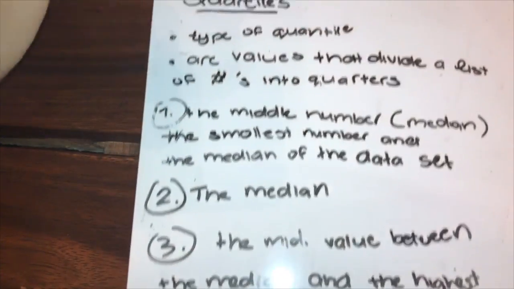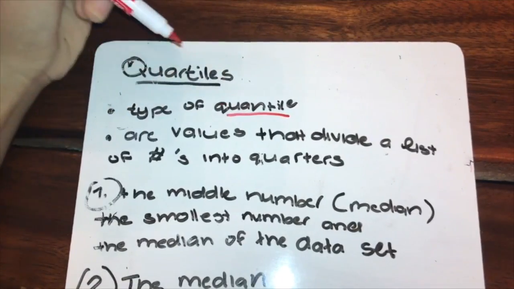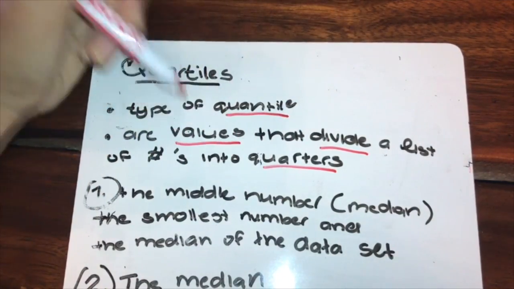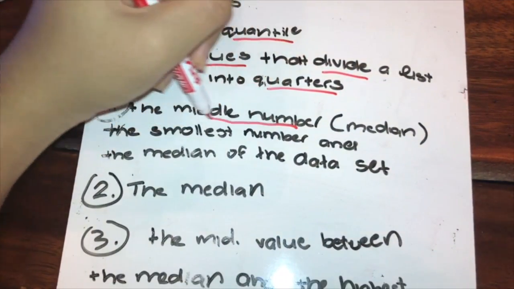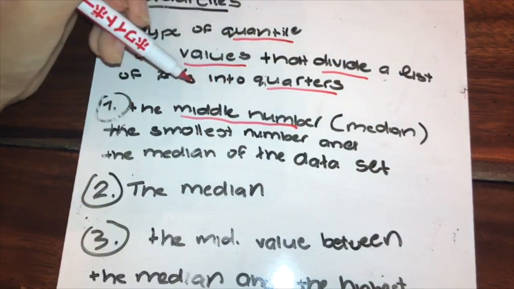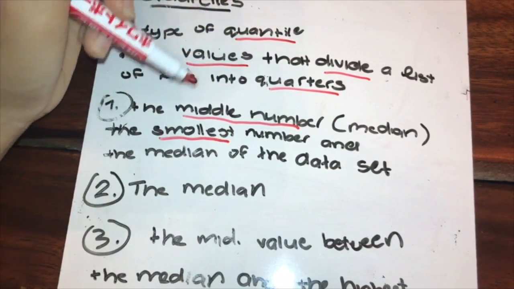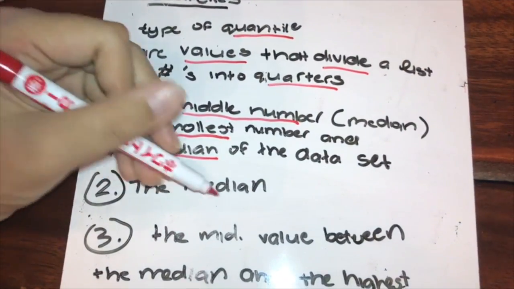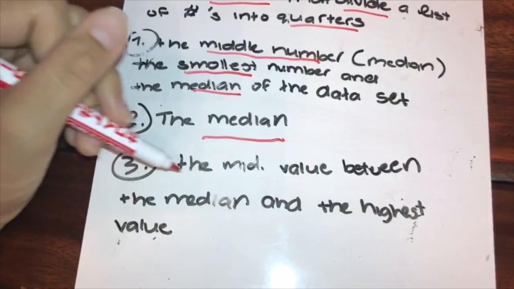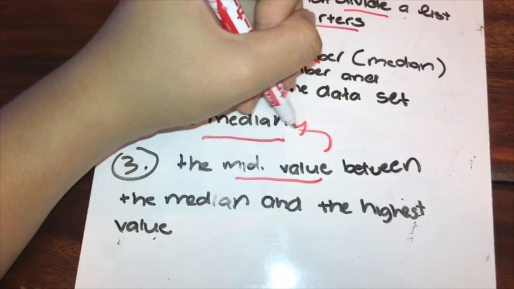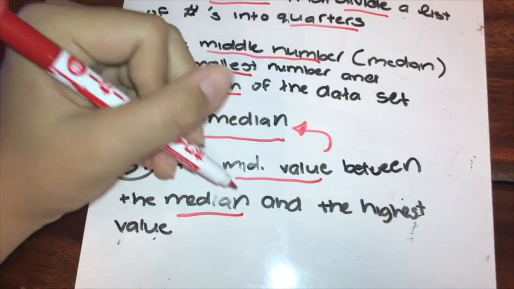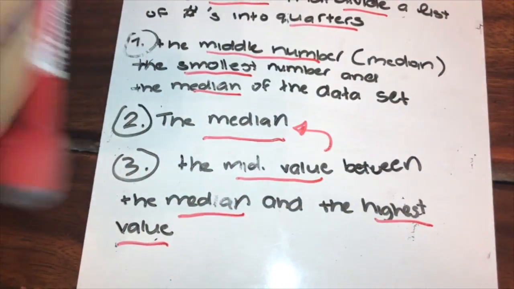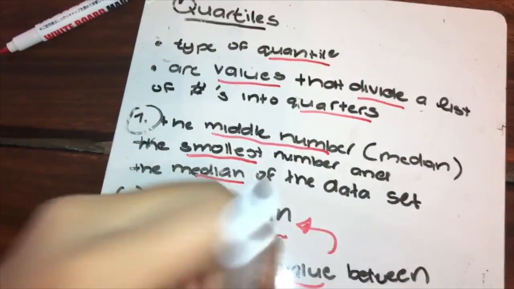So, review. Quartiles are a type of quantile. They are values that divide a list of numbers into quarters. The first quartile is the middle number, or the median, between the smallest number and the median of the dataset, which is the second quartile. The second quartile is the median. The third quartile is the middle value, or the median again, between the median of the dataset, quartile 2, and the highest value. I'll show you an example.